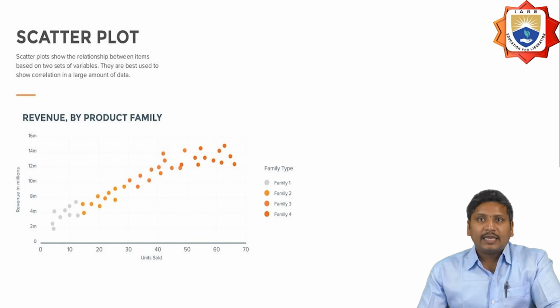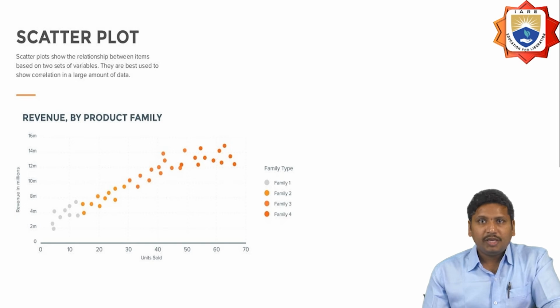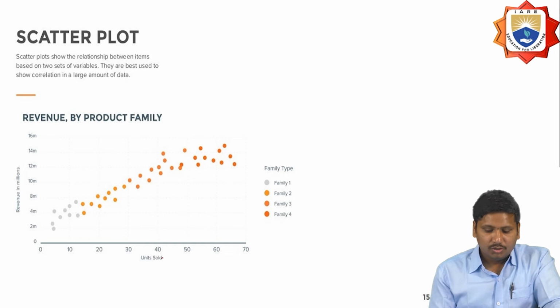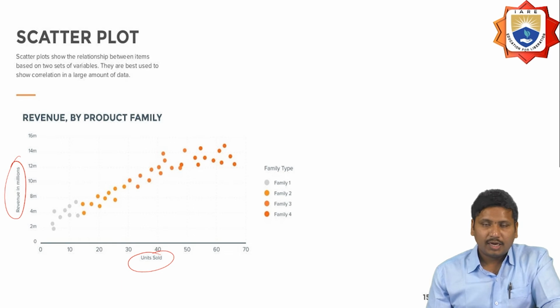And the next one is the scatter plot. A scatter plot can show the relationship between items based on two sets of variables, and it is best for showing correlation in a large amount of data. Suppose I want to show revenue by product family, with units sold and revenue in millions. I want to draw the scatter plot, so I have to mention the plots.